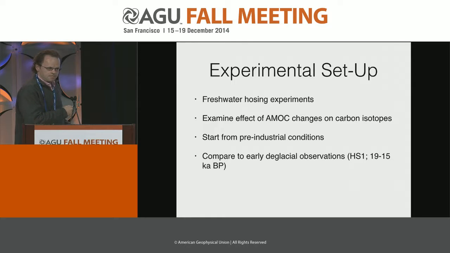An important point to note here is that all my simulations I'm going to show you today start from pre-industrial conditions. But I think, nevertheless, it is useful and interesting to compare them to the early deglacial time of the Heinrich Stadial 1, from 19 to 15,000 years before the present. But please keep in mind that I'm starting from pre-industrial conditions, and so these are not realistic simulations starting from realistic LGM conditions. And we know that the LGM ocean circulation and carbon isotope distributions were different than they are today.